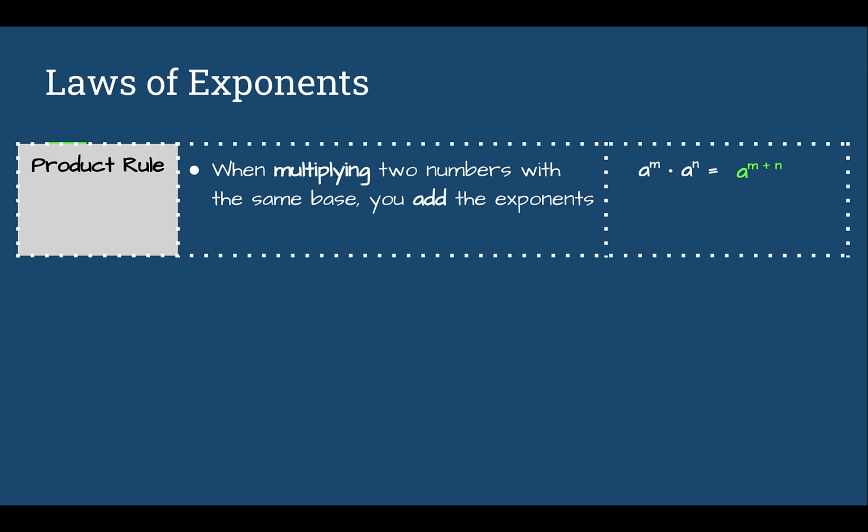They both have a base of a, so we can add the exponents. A to the m times a to the n is a to the m plus n. If we look at it with some numbers, 4 to the 7th power times 4 to the 2nd power would be 4 to the 9th power. The base stayed the same, and we added the exponents. 7 plus 2 is 9. The same would apply if we had a variable or if we had a negative exponent. So x to the negative 3 times x to the 8 equals x to the 5, because negative 3 plus 8 is 5. Again, the base did not change, just the exponent changes.